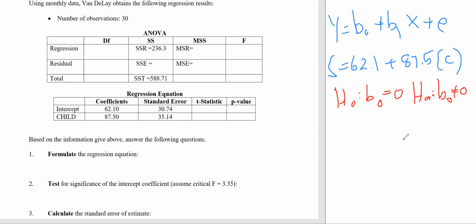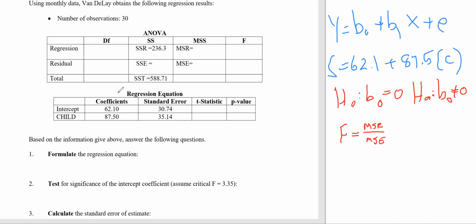We need to calculate the F. So what is the F stat? It is the MSR over the MSE. Where are we going to get that? We're going to come up to our ANOVA table here, and we've got to be able to complete this ANOVA table and fill this in.